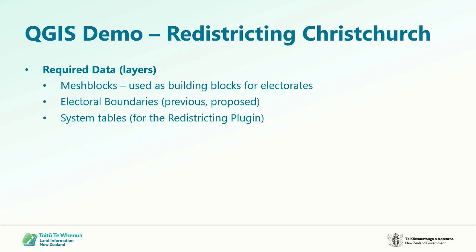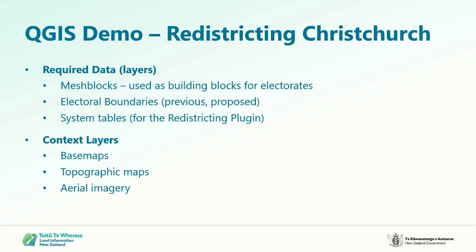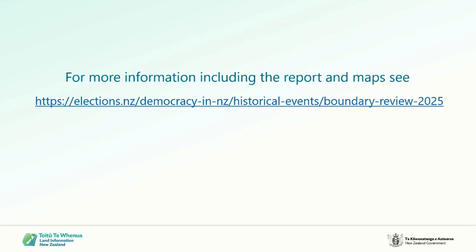Oh yeah, just the data that we use: mesh blocks, electoral boundaries, obviously, and a whole selection of different base maps, depending on what is useful at the time, in the Stats New Zealand API. Yeah, so that's it.